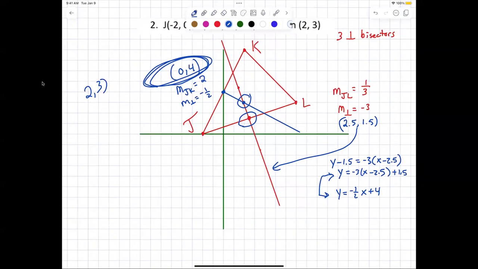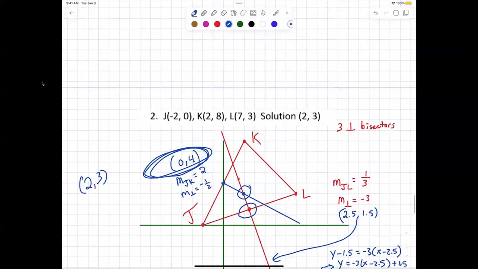Right? It's 2, 3. Nice. 2, 3. All right, so hopefully that makes sense. Anybody have an issue? All right, now let's go to the next one.